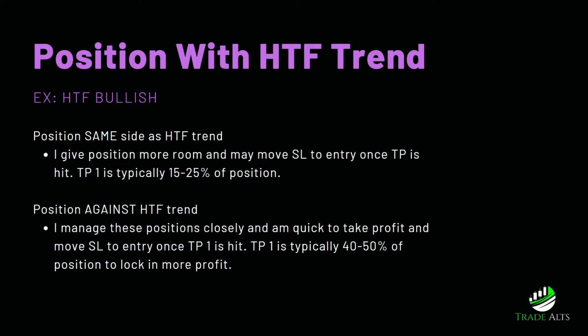Now if I'm positioned against the higher time frame trend, so again, using the same example that I have, bullish, because this is the example that we're going with, right? So if I'm shorting on lower time frames and the overall higher time frame trend is bullish, I manage these positions a lot differently than I do if I'm on the same side of the trend. So if I'm positioning myself against the higher time frame trend, I'm very quick to take profit. So once my take profit 1 is hit, I absolutely move my stop loss to entry. That's it. It's a done deal.